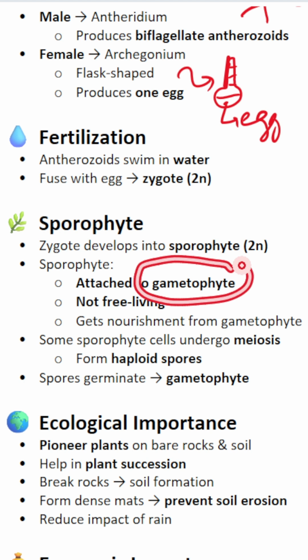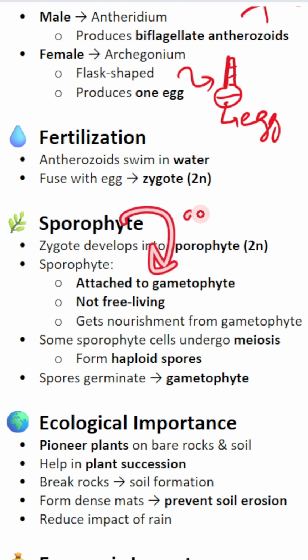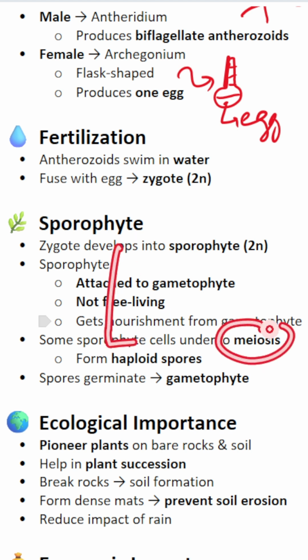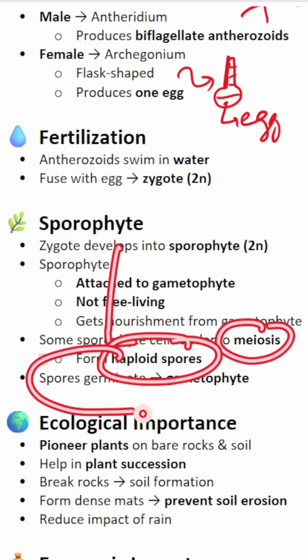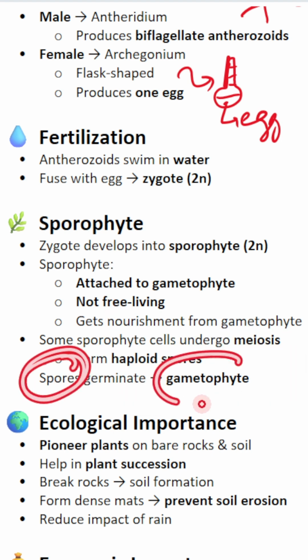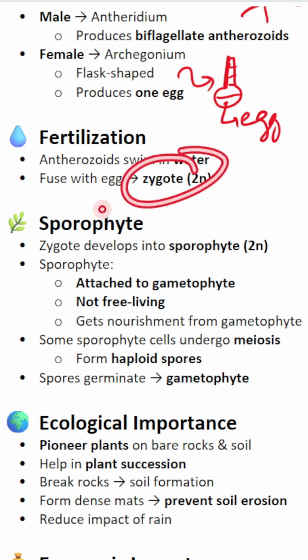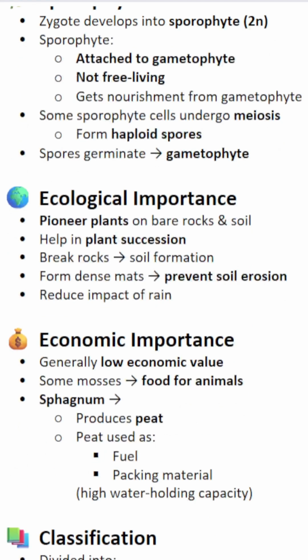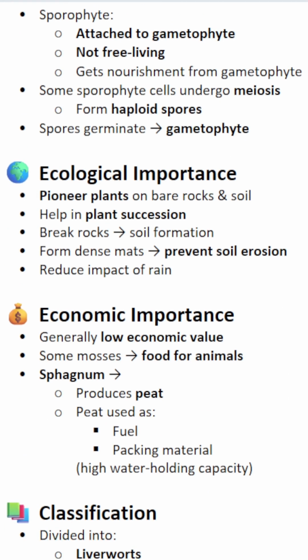So the gametophytic plant will be the dominant phase. Got it? The sporophyte is attached to the gametophytic plant for nourishment, and it produces spores with the help of meiosis. So haploid spores are produced, and these spores germinate to produce the gametophytic plant. So spores are the initial stage of the gametophytic plant and zygote is the initial stage of the sporophytic plant. This is the major important part, and the detailed description will be in our next video.